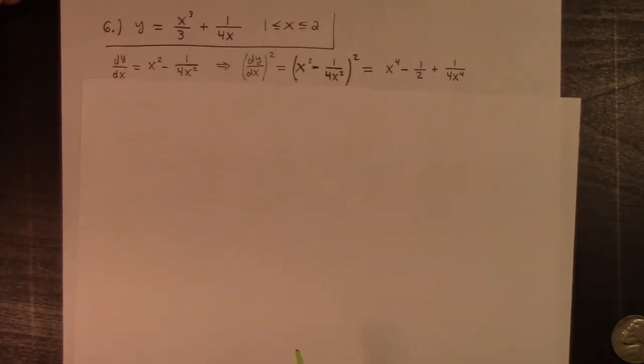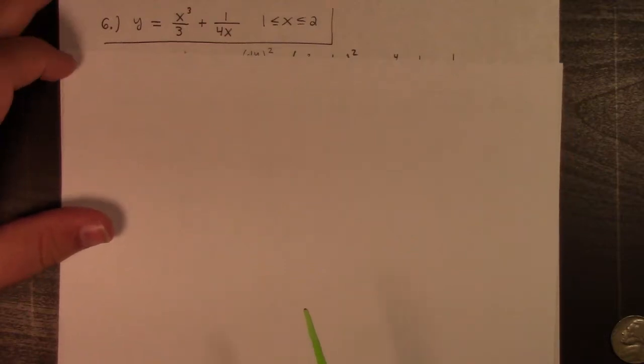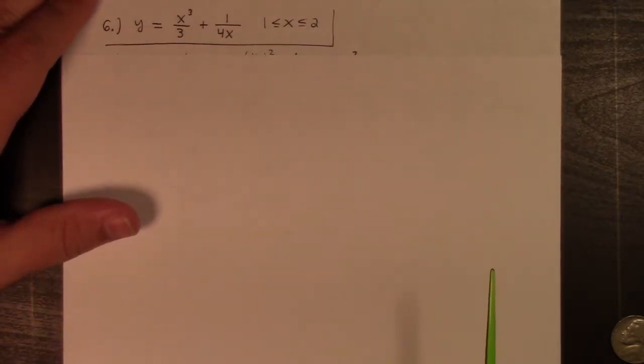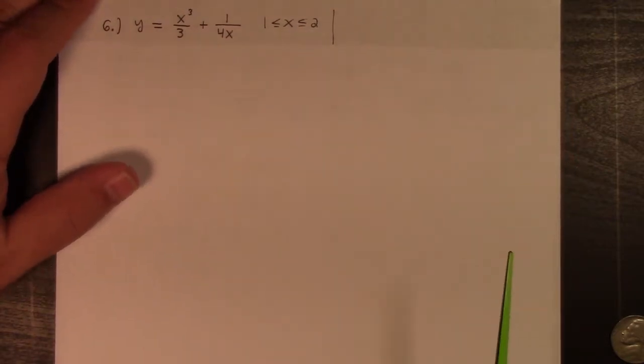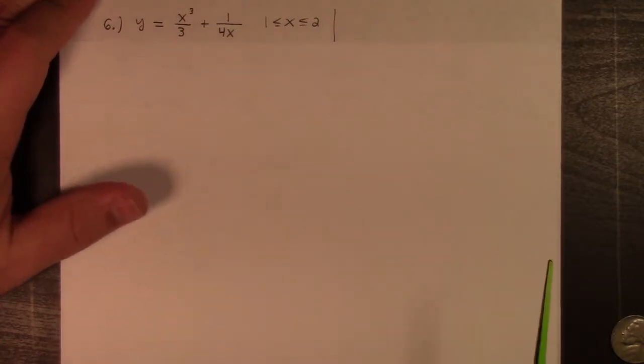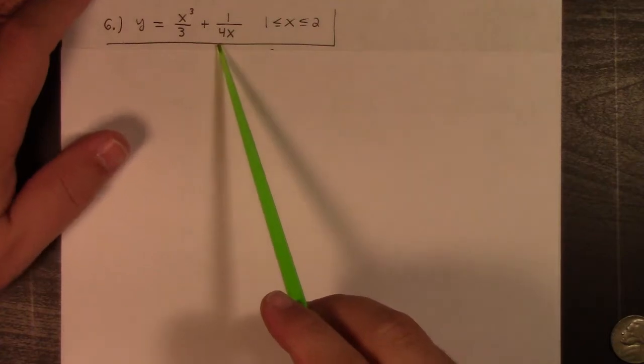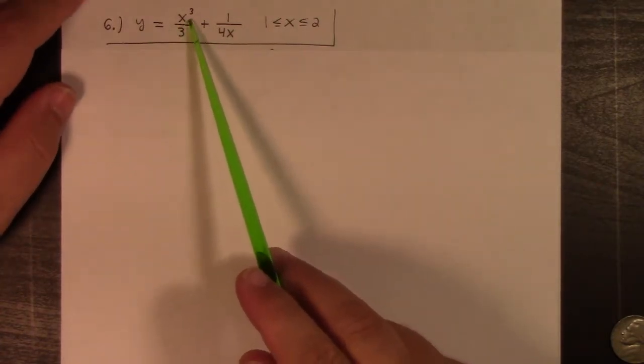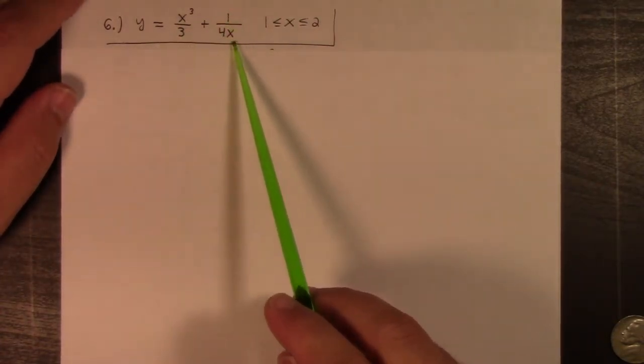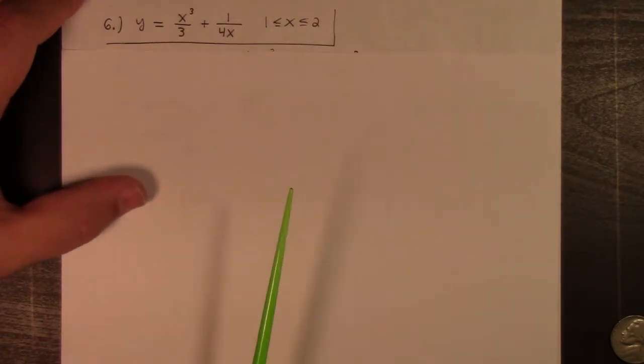Next example. Again, this is one of those textbook problems where, through perseverance of algebra, we figure out how to do this. Let's see here. We're faced with x cubed over 3 plus 1 over 4x. Calculate the arc length of this thing.